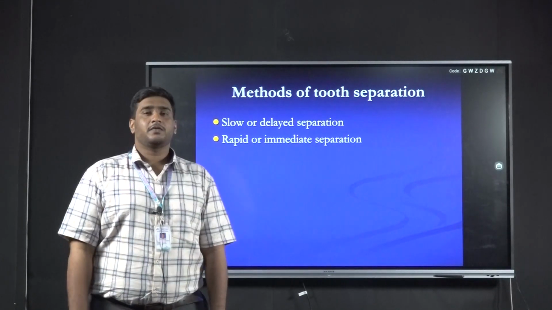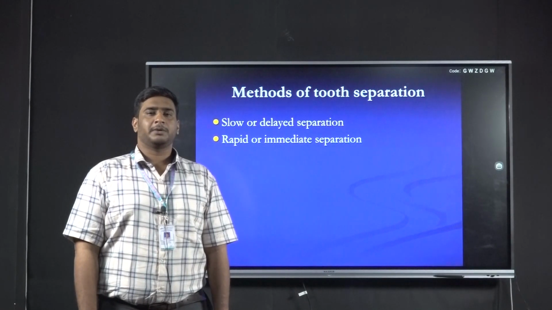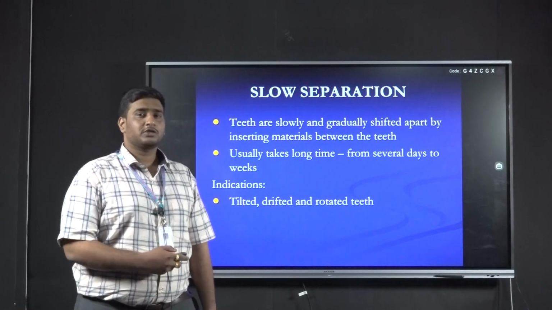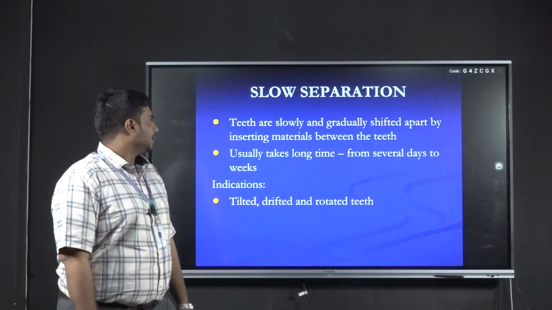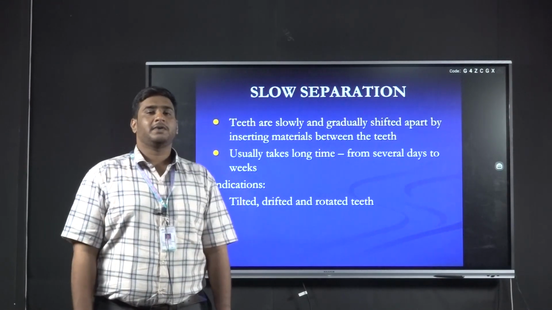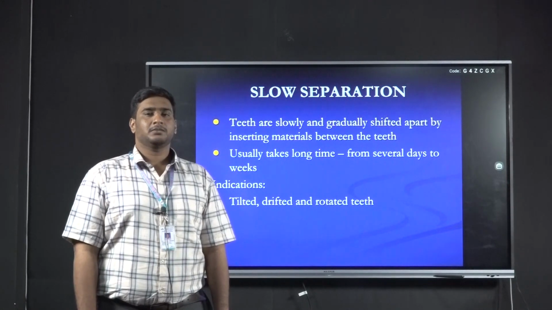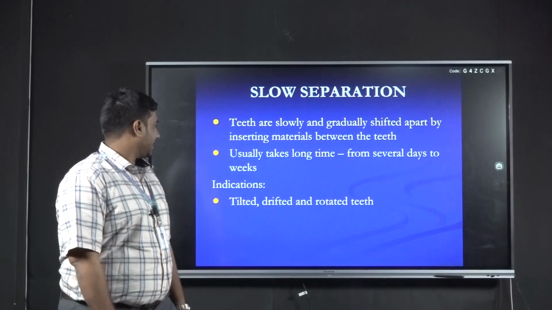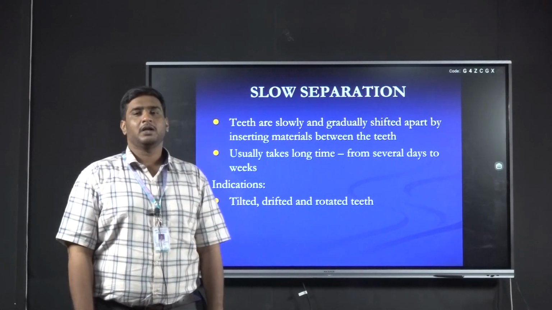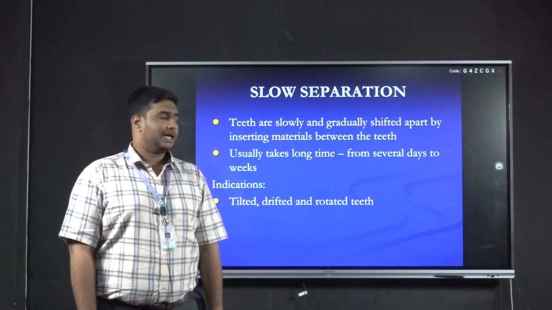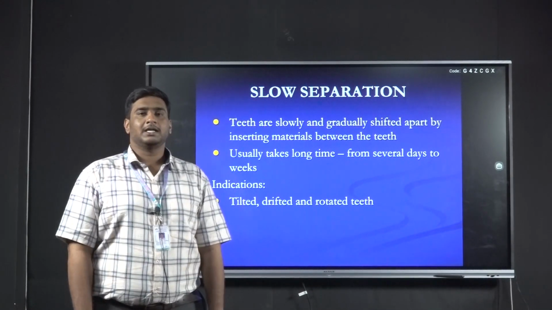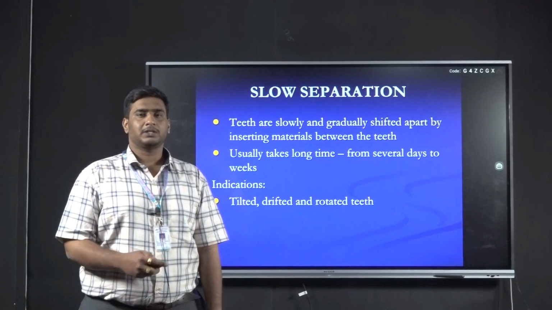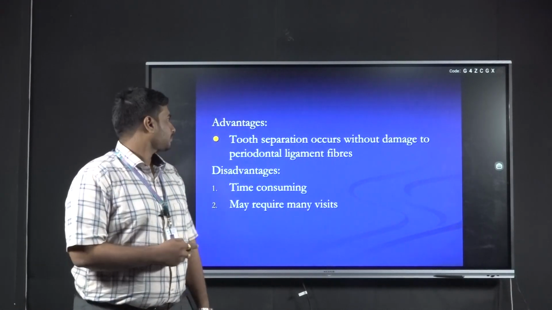And coming to the methods of tooth separation, there are two methods. First one is the slow method and second one is the rapid method. Coming to the slow method, the teeth are slowly and gradually shifted apart from each other. It takes more time, from several days to weeks. Coming to the indications, it is mostly indicated for teeth which are tilted, drifted and rotated. That is mostly for orthodontic purposes. For this tooth separation, the slow method is preferred.